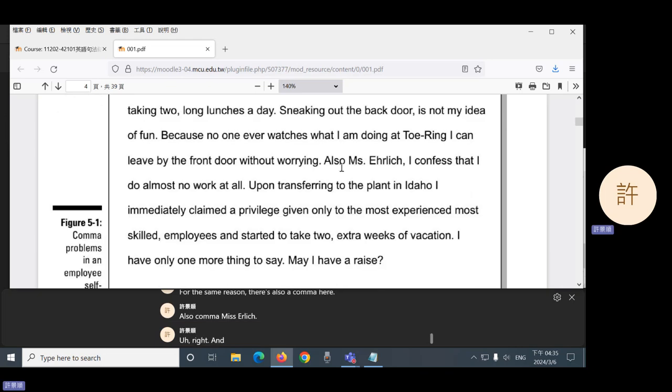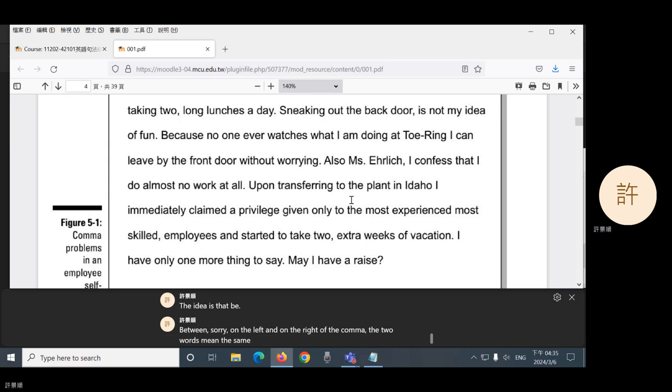Right. And then one more comma that you probably won't catch is here. Most experienced, comma, most skilled. This is called an appositive comma, 同位语. The idea is that on the left and on the right of the comma, the two words mean the same thing. So most experienced means the same thing as most skilled. So there should be a comma in between.